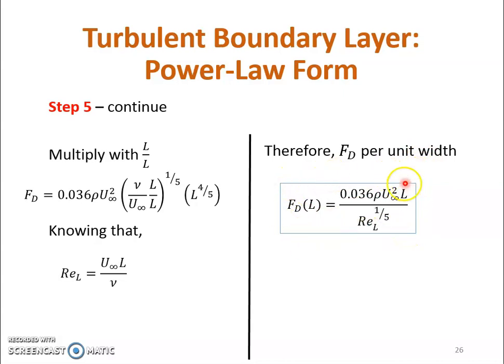So if we know the L, we can calculate the Reynolds number. Given the properties of the fluid, the viscosity, and also the U infinity, we can get what is actually the FD. If we know the FD, the drag force related to the flat plate, we can know in terms of the power that we need to overcome this friction effect. So later, when we want to calculate the power that we need to overcome this friction effect, we can use this FD equation. So we will see this in the examples.